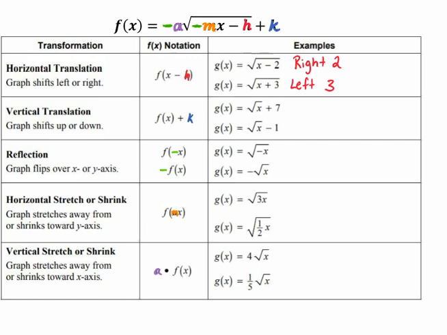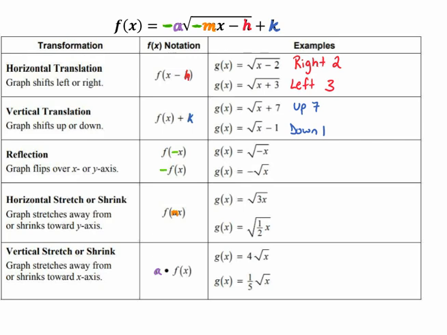Now the k controls our vertical shifts, so meaning moving up and moving down, not stretching it, but moving it up and moving it down. So here we have the square root of x plus 7, and that's going to go up 7. Notice that the 7 is not on the inside with the x. So it says plus 7, so we're going to go up 7. We have the square root of x minus 1. That means go down 1.